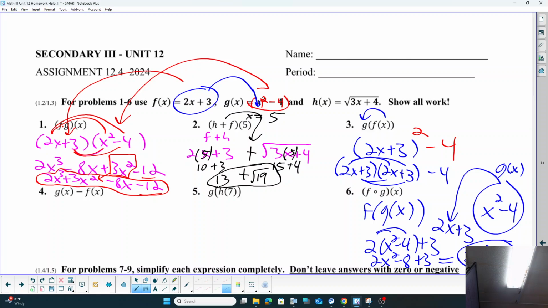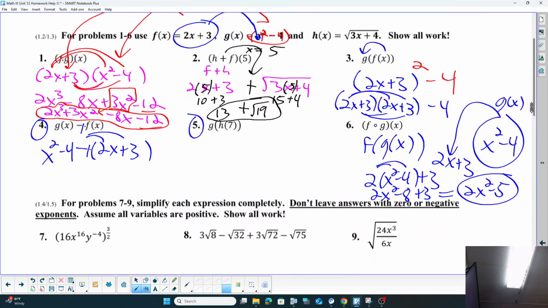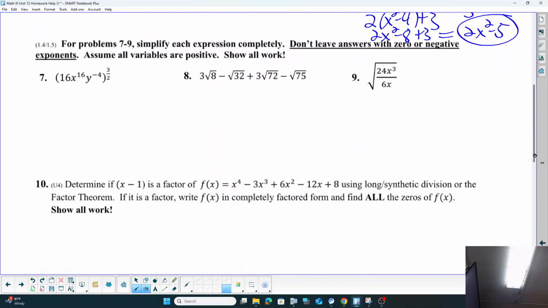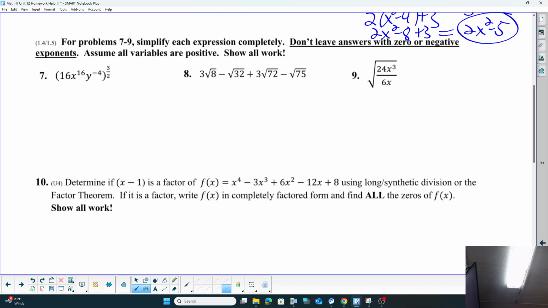Cool. So try number 4 on your own. Don't forget subtraction means to distribute it through. Don't forget to distribute, guys. Distribute the negative, the invisible negative. Subtraction is an invisible negative. You distribute through, right? Okay, remember how to do these for the test.